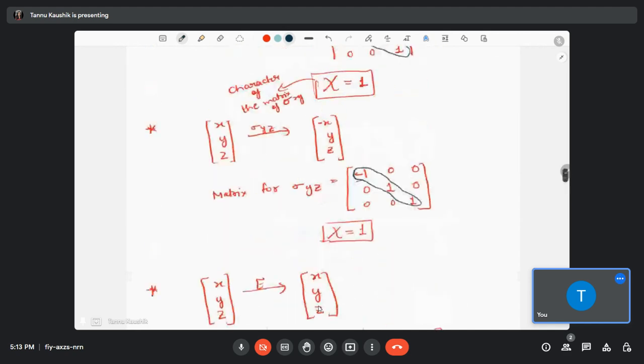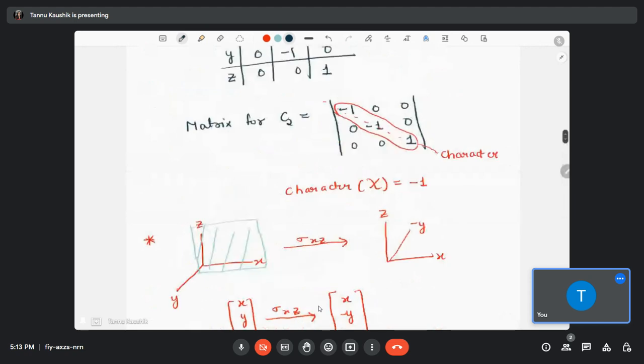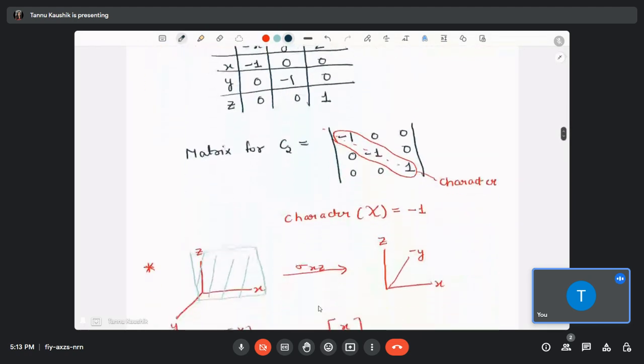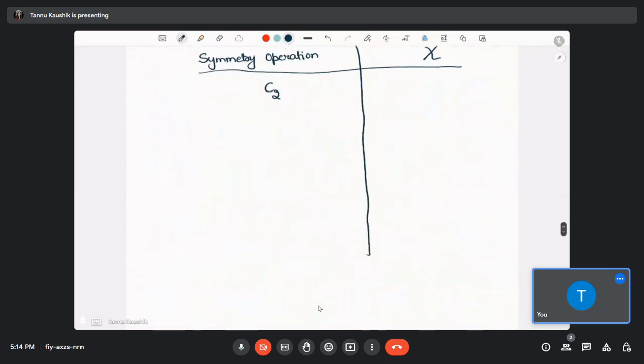So first is C2. We have already found out that the character for C2 will be -1. For sigma xz it is 1. For sigma yz it is 1. So for any kind of reflection, any kind of sigma plane, you will always get the character equal to 1. For any kind of sigma, the character will be 1.